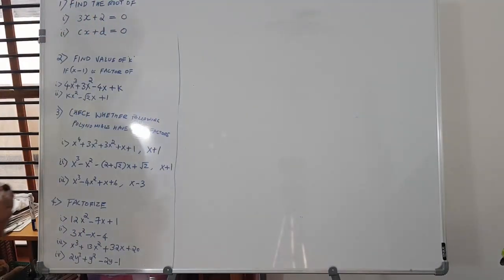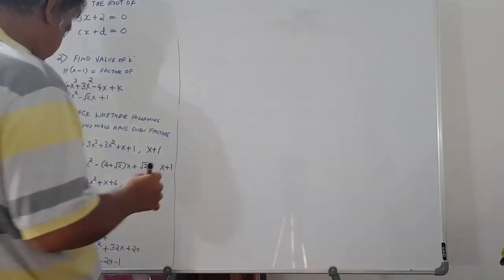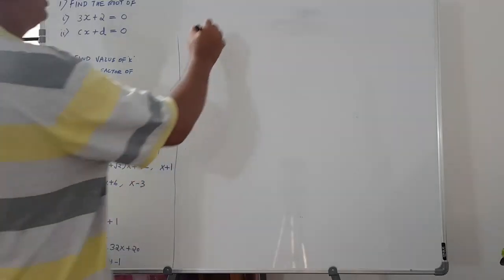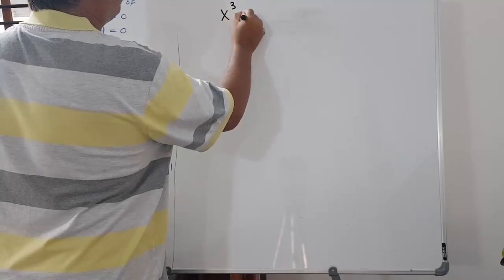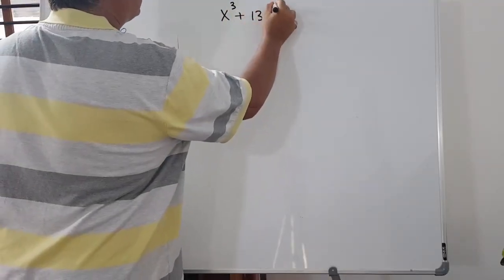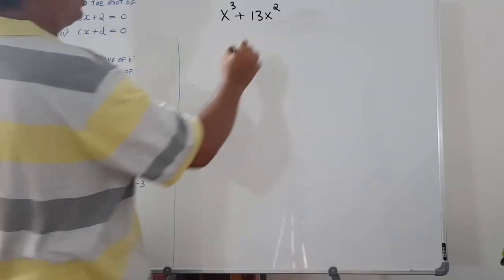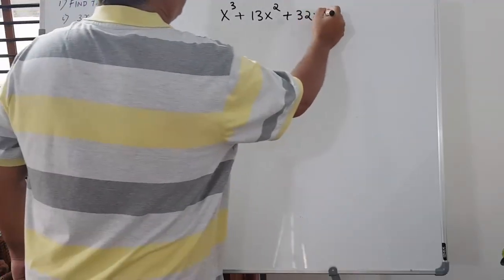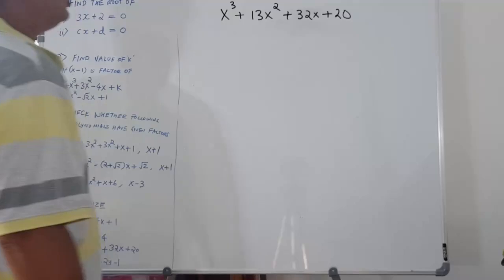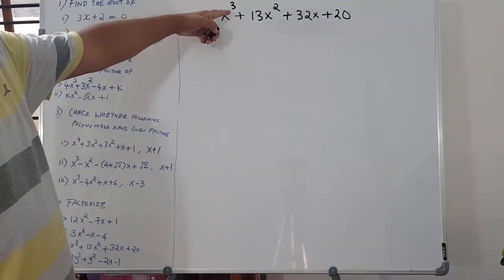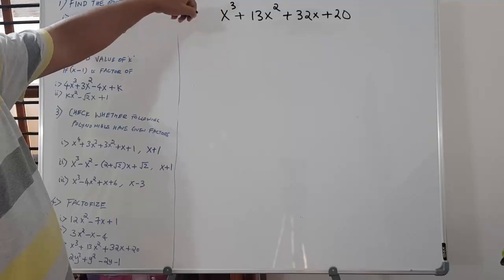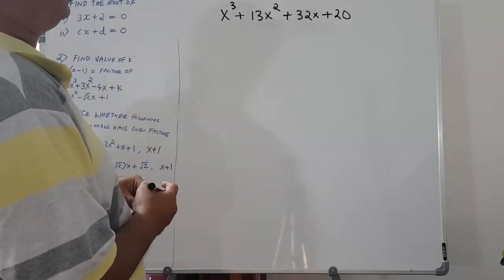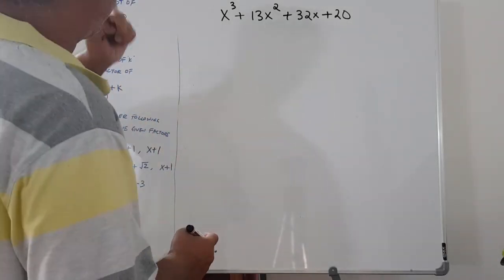Let's factorize a cubic equation now. The third problem: factorize x cube plus 13x squared plus 32x plus 20. Here it's a cubic expression, not a quadratic expression. In a quadratic expression, you have to find two numbers whose product is the product of the first and last numbers, and whose sum is the middle number. But here it's a cubic term.